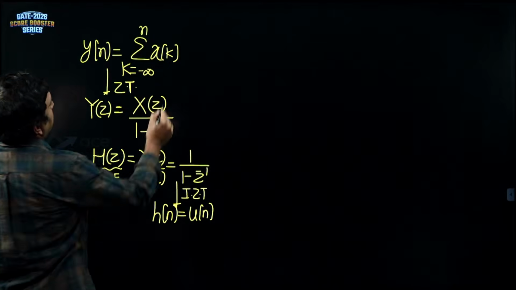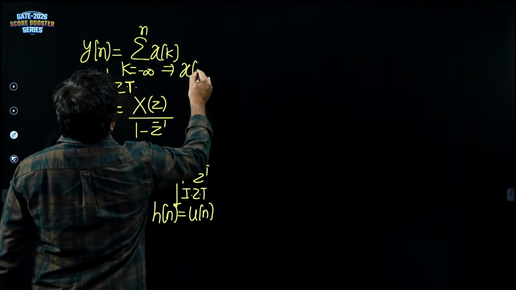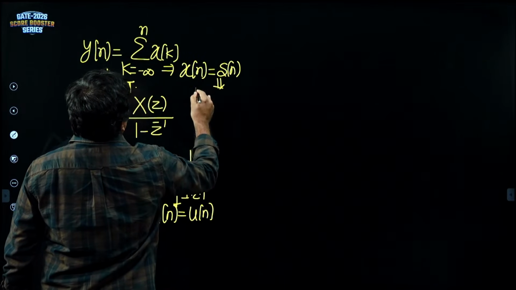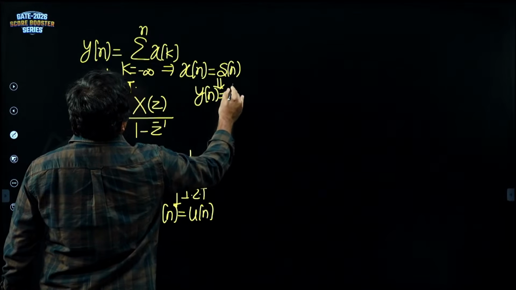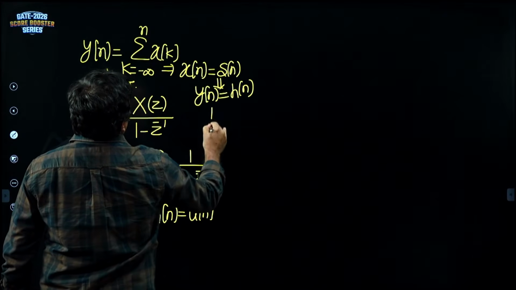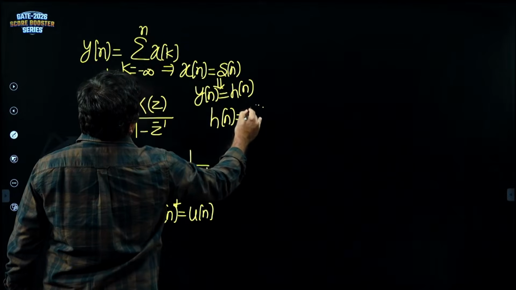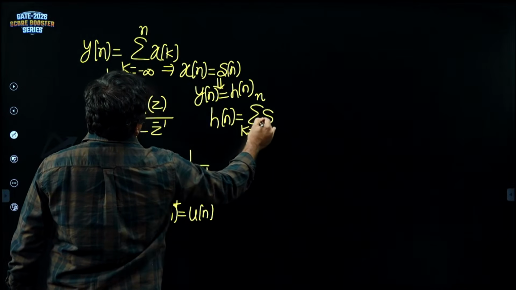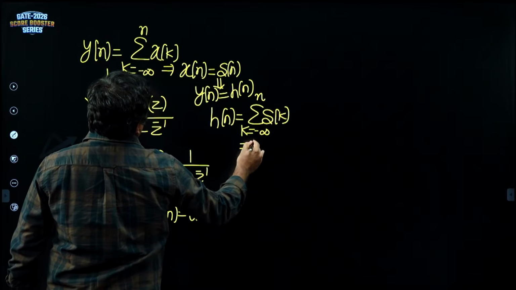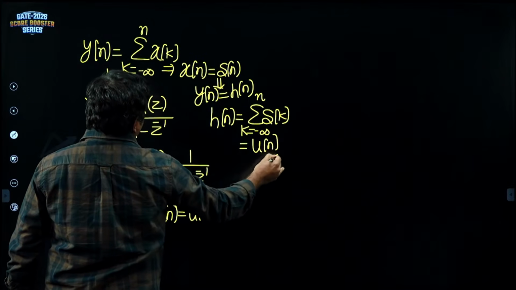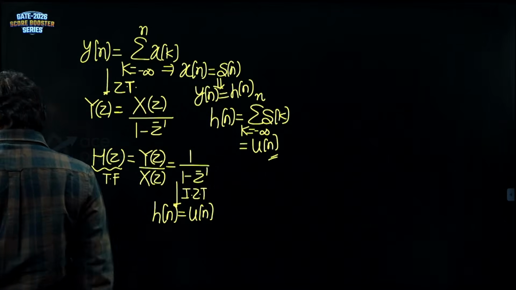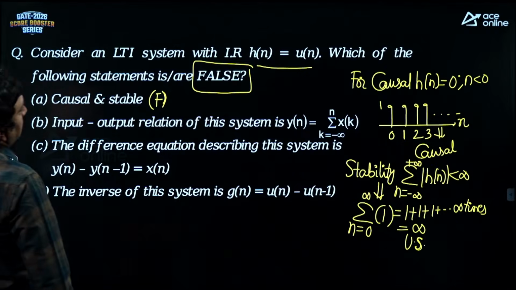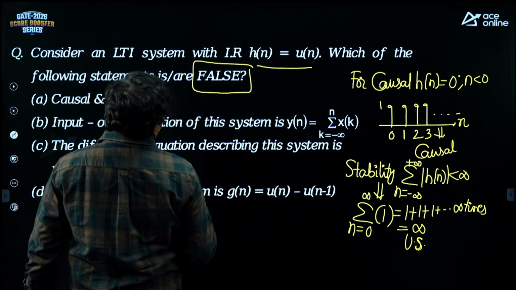That is one way. The other way: if the input is an impulse, the output is called the impulse response. So, what happens to that expression? h[n] equals sigma from minus infinity to n of delta[k]. The sum of impulses is nothing but u[n], a standard relation. So, option B is true.